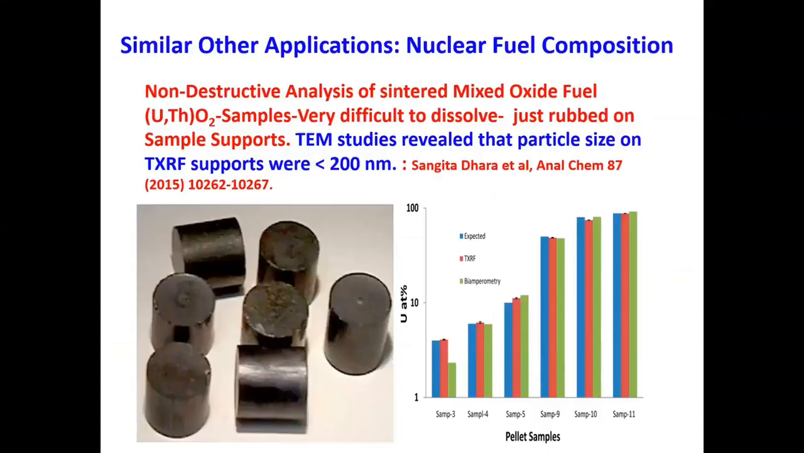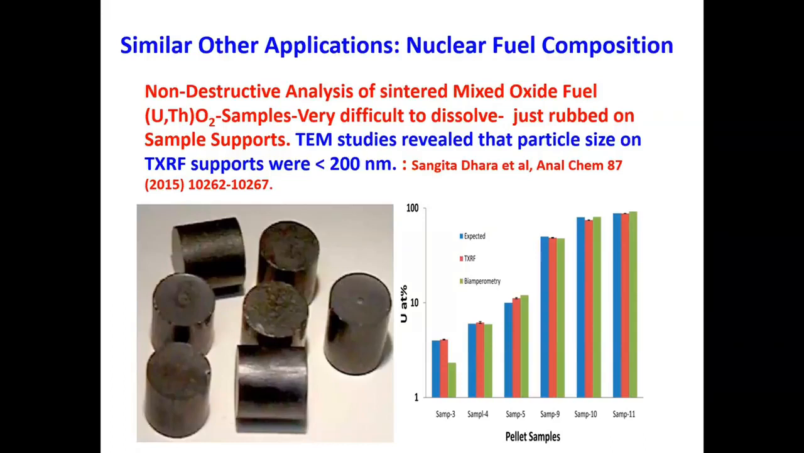And here, coming to the nuclear application, nuclear fuel is produced in the form of pellets, and these pellets are then put in cladding materials. Before putting them in cladding materials, we should know their composition. These are sintered pellets of uranium and thorium oxide. It is very difficult to dissolve these pellets also. Normally they are analyzed by amperometry after dissolving.